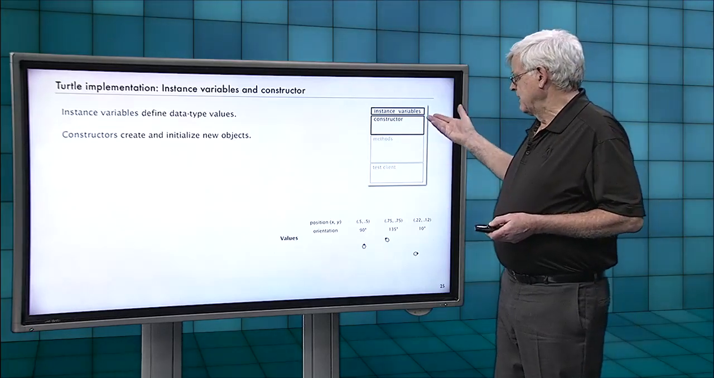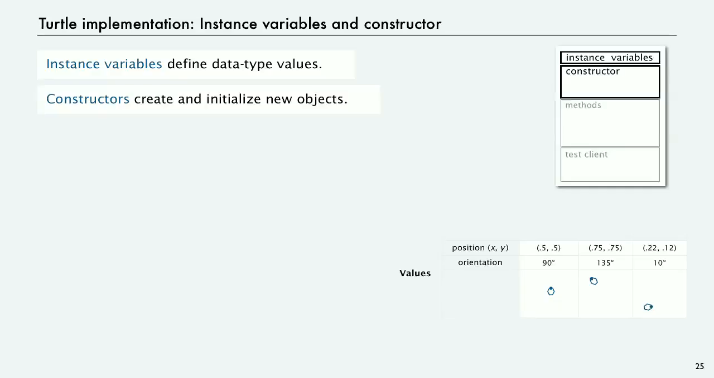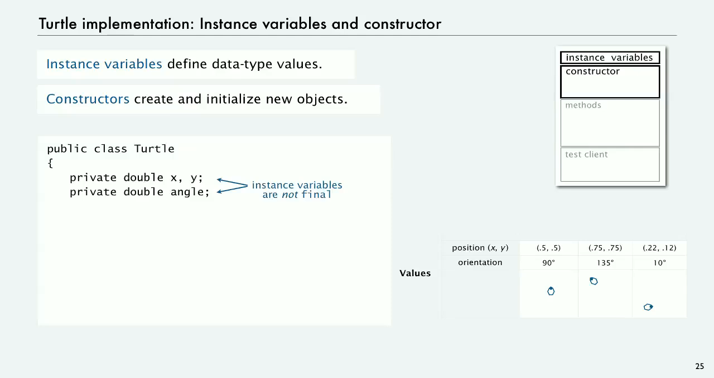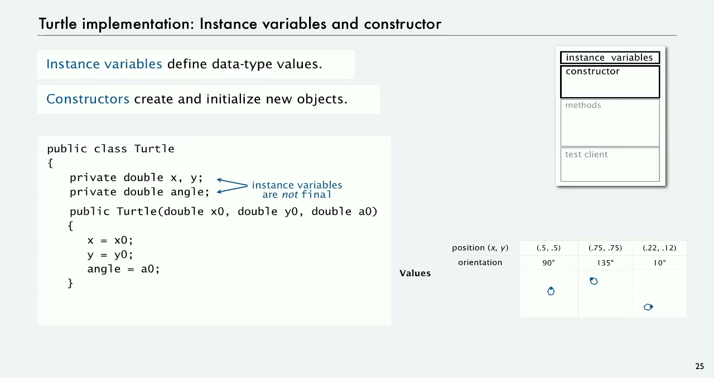Okay, so what do we need now? We need a constructor. The constructor, probably you can imagine, is very similar to the charge constructor. I'm going to do instance variables and the constructor at the same time. In this case, they're not final. The whole point of the turtle is for the values to change. And then the constructor just sets them just as before.